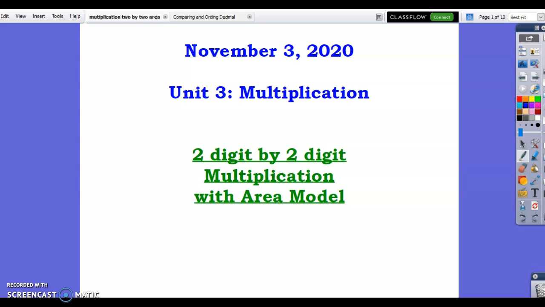We are going to be continuing on with our Unit 3 multiplication. Today in your journal, you are going to write down today's title. It is 2-digit by 2-digit multiplication using area models. Pause the video here and go ahead and get the underlined part of this front page written down as the title of a new clean page.